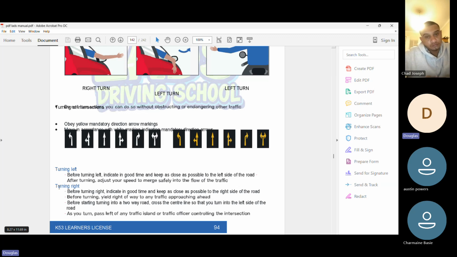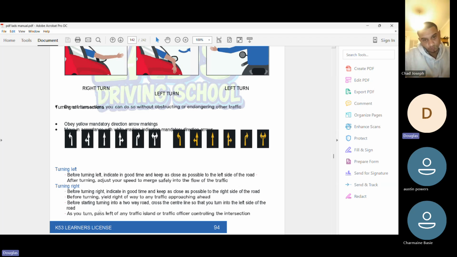Before you turn right, indicate in good time and keep as close as possible to the right side of the road. Before turning, yield the right of way to any traffic approaching ahead. Before starting turning into a two-way road, cross the center line so that you turn into the left side of the road.